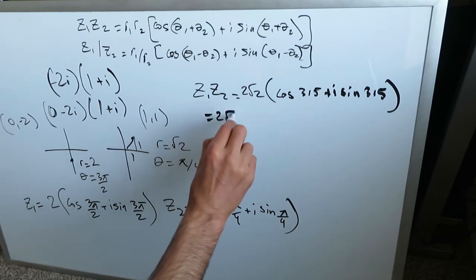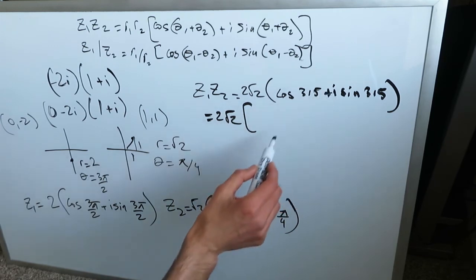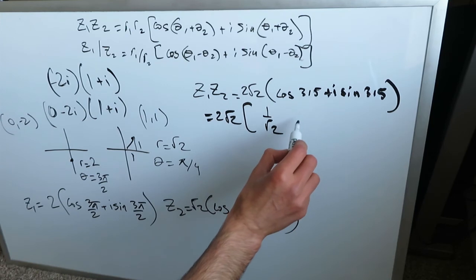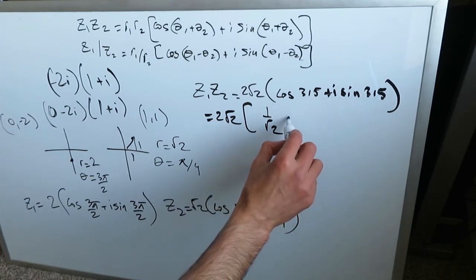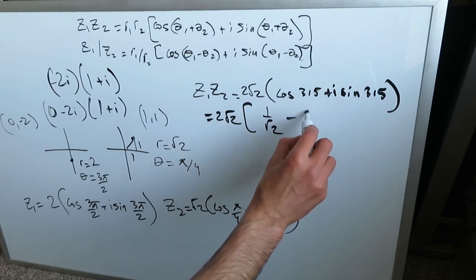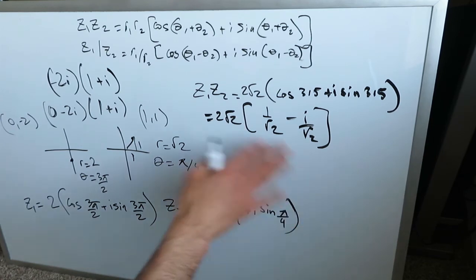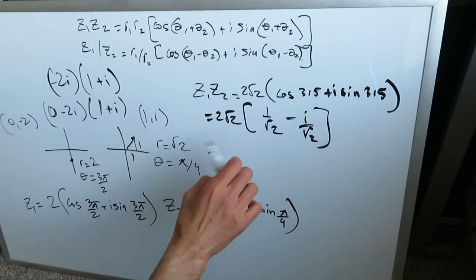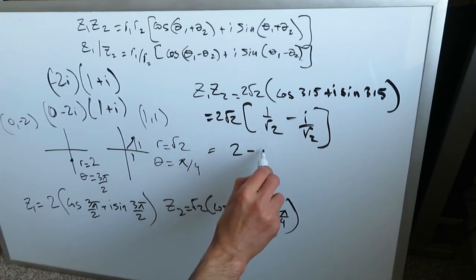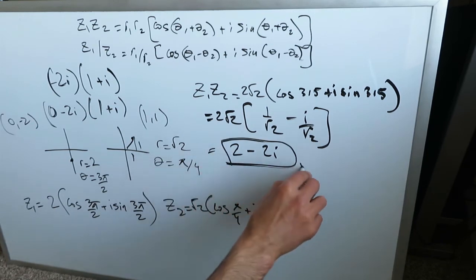It's going to be 2 root 2. You can always use a calculator if you don't want to run these things through your head. Cosine of 315 will be the same thing as saying 1 over root 2. Sine of 315 will be the same thing as saying minus 1 over root 2, but that minus is going to affect the sign and make it a minus i over root 2. Okay? Open everything up. When you open everything up, these root 2's will cancel out. You'll get 2 minus 2i. A good and correct answer.